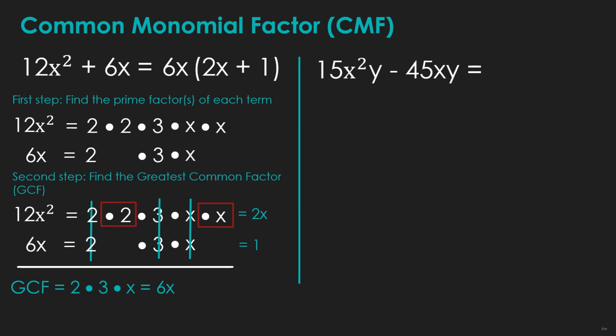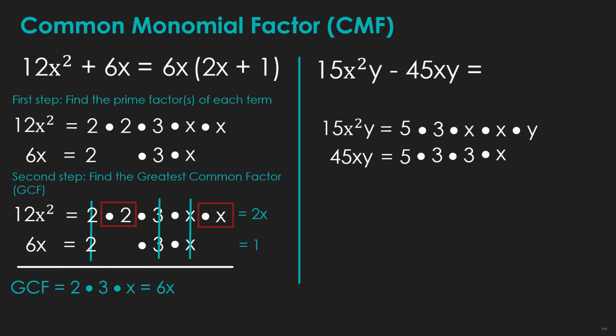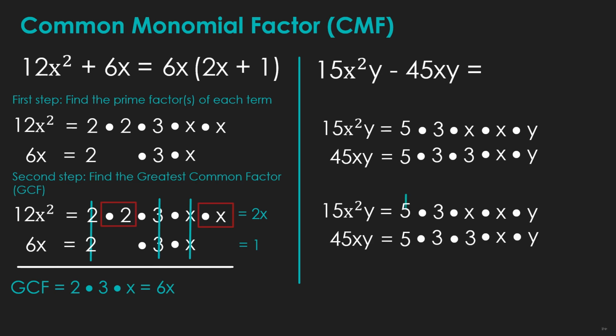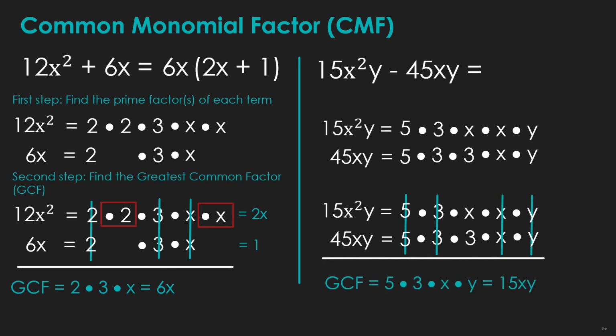Finally, our last example, we have 15x squared y minus 45xy. This again is a two-term polynomial with two variables x and y. Getting the prime factors of each term, for 15x squared y, the factors are 5, 3, x, x, and y. While for the second term, 45xy, the factors are 5, 3, 3, x, and y. Identifying all the common factors, the GCF then is the product of 5, 3, x, and y. Thus, the GCF is 15xy.